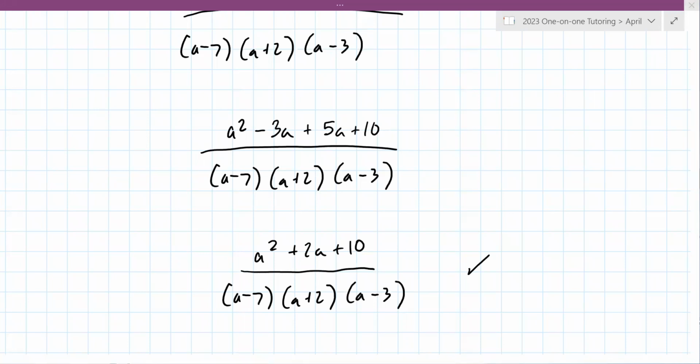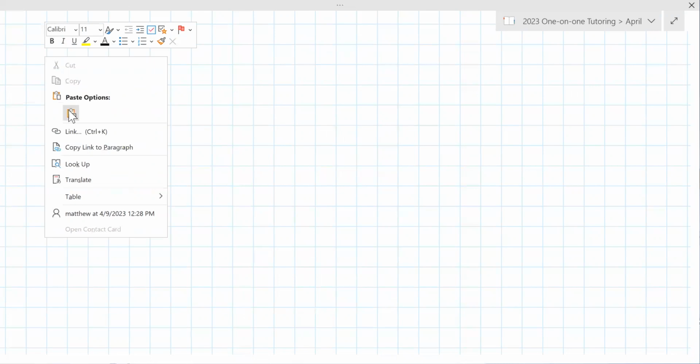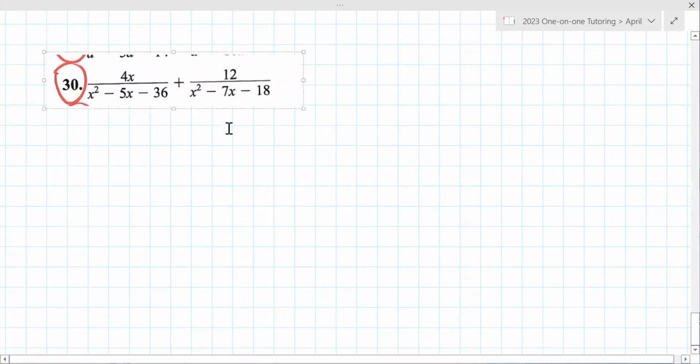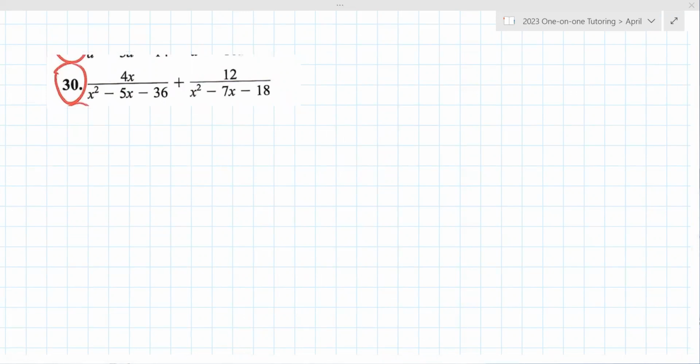30 is really similar to number 28. It's a lot of the same steps here. And so you can see, we're at almost half an hour here. We've done 1, 2, 3 problems. These take a while. So keep in mind, it's not like you're going to get 10 of these on a test. You're going to get a couple that you have to be able to work through.